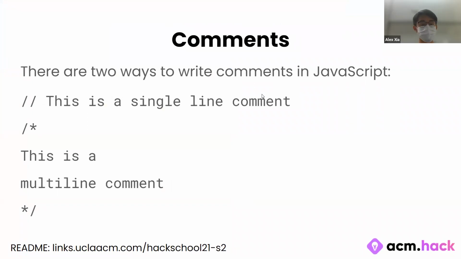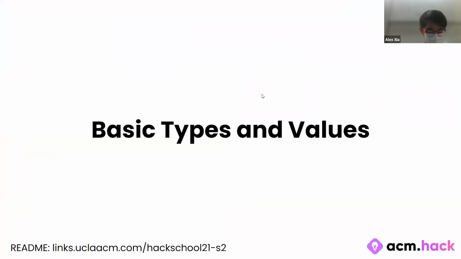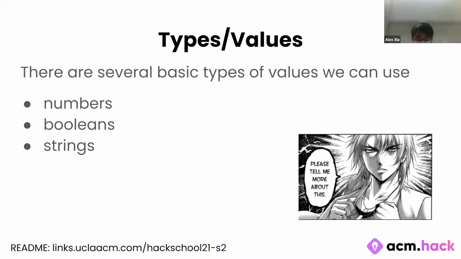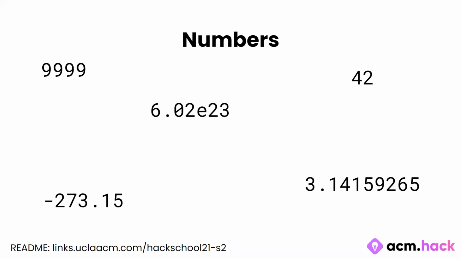Okay, so that's comments. Moving on to basic types and values. In JavaScript, there are several basic types of values we can use: numbers, Booleans, and strings. You can think of these types as different categories of values, and we call them types. First of all, numbers consist of any sort of numbers that you see in daily life and in maths. These include whole numbers or integers, decimals, negative numbers, and even scientific notation.